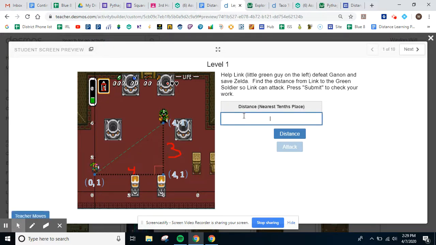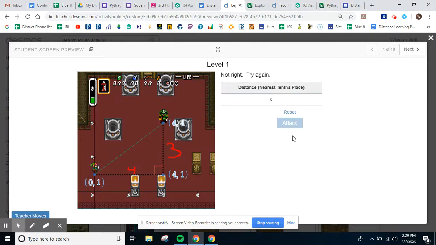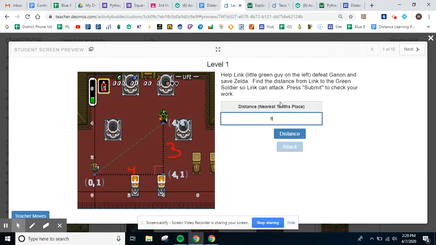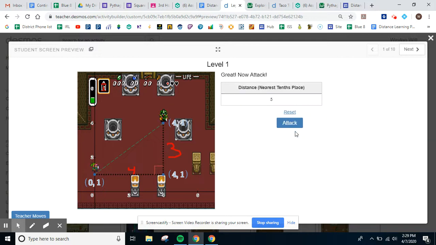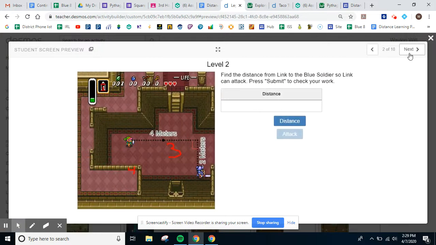Let's just say I did some math and I'm like, hey, it's 6. I'm going to enter the distance, and I can't attack because that's not the right number. So you do some more math, you find out, hey, maybe it's 5. And since that's the right distance, then you can attack. Boom. Okay, so that's all you're doing in all of these. You're going to be finding missing distances.